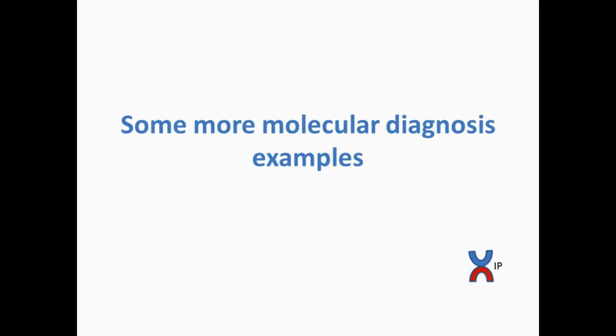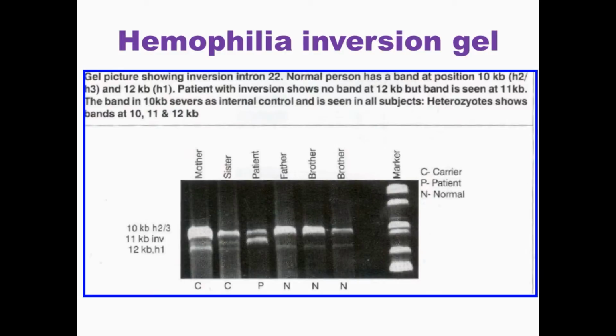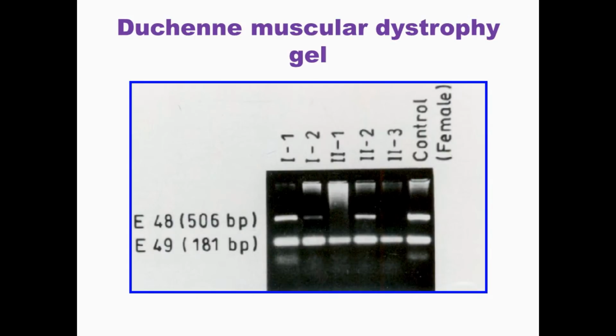Some more examples are shown in the slides. For hemophilia, first the detection of the inversion mutation is done, especially the intron 22 inversion. And if this is negative, then linkage analysis can be done with the use of dinucleotide repeats or RFLP. And then this can be followed by screening for point mutations and sequencing if needed.